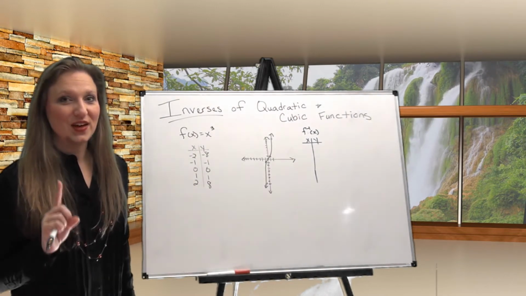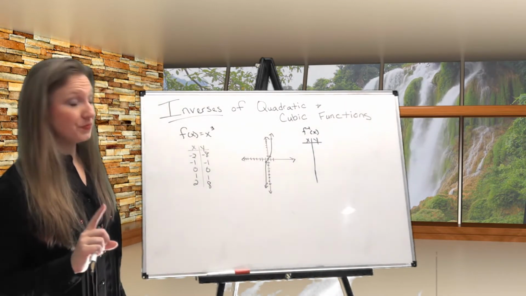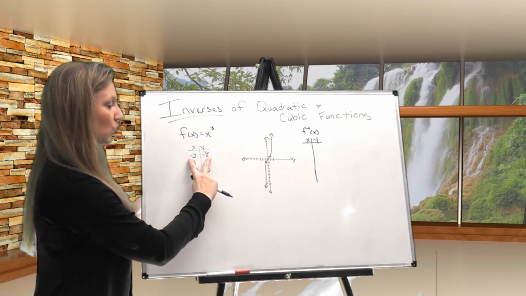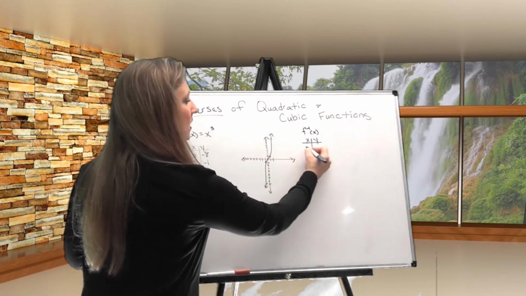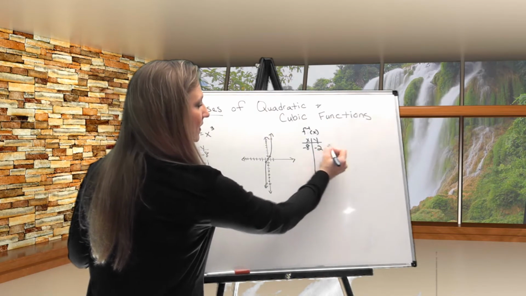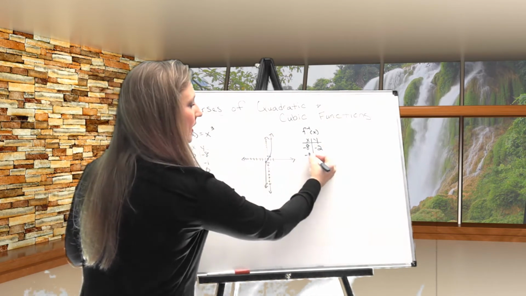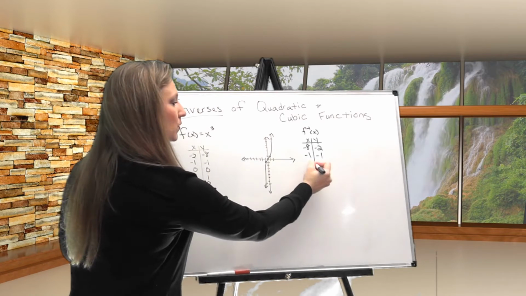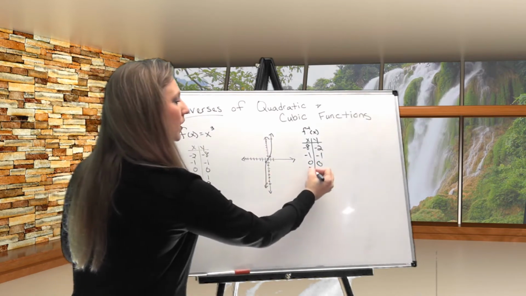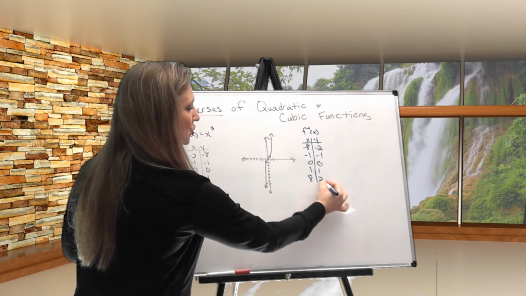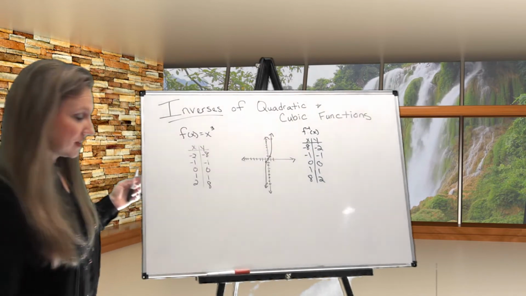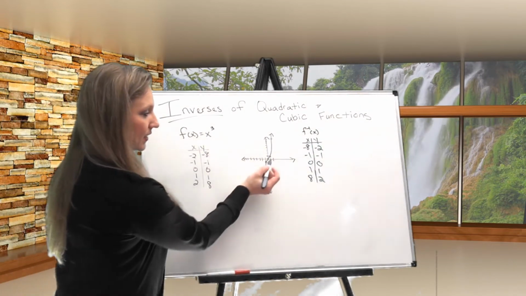Remember, our goal today, though, is to find the inverse of the cubic function. So in order to find the inverse, again, we're going to switch our x and y coordinates. So this is going to become -8, -2. This one's going to become -1, -1, 0, 0, 1, 1, and 8, 2. So now I'm going to plot these so we can see what the inverse graph looks like.